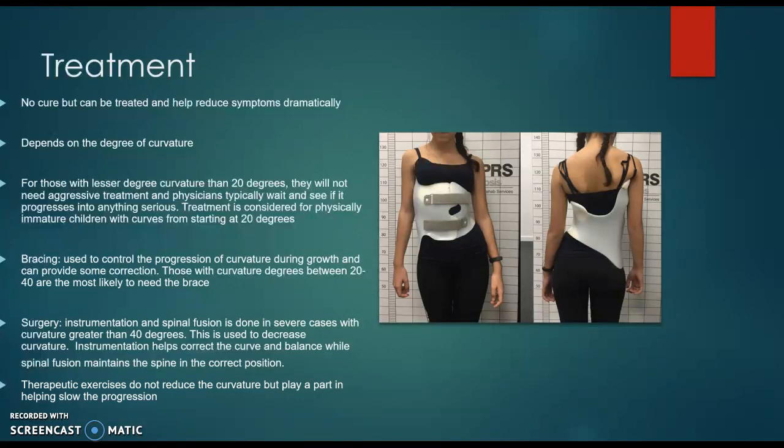Surgery is also another form of treatment. Instrumentation and spinal fusion is done in severe cases with curvature greater than 40 degrees. This is used to decrease the curvature. Instrumentation helps correct the curve and balance, while spinal fusion maintains the spine in the correct position. Therapeutic exercises do not reduce the curvature but play a part in helping slow the progression.